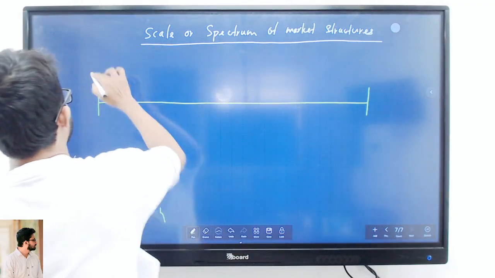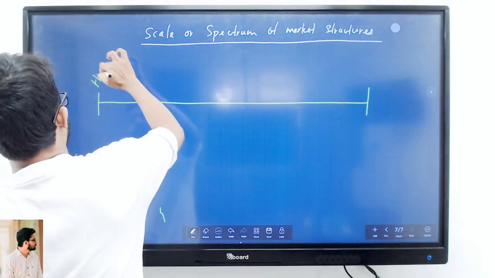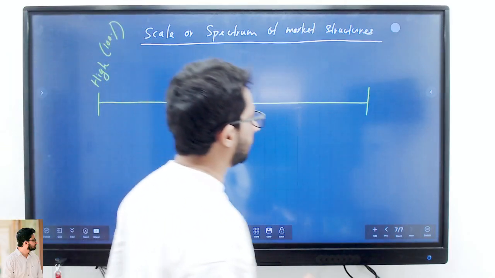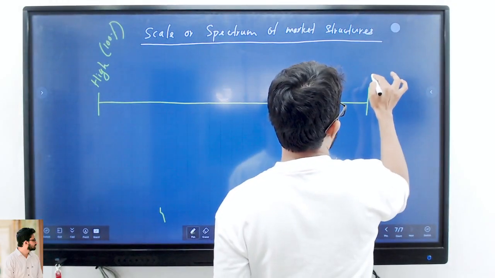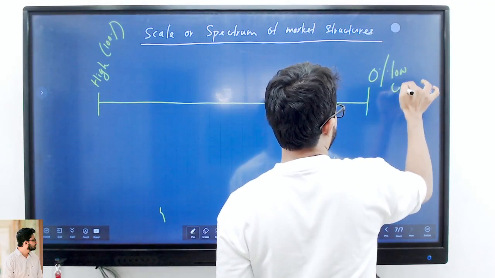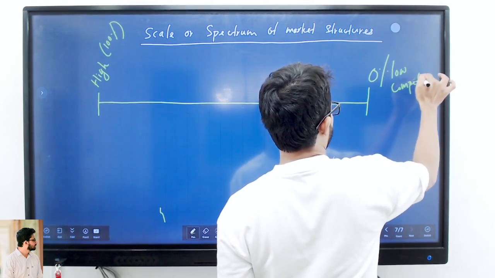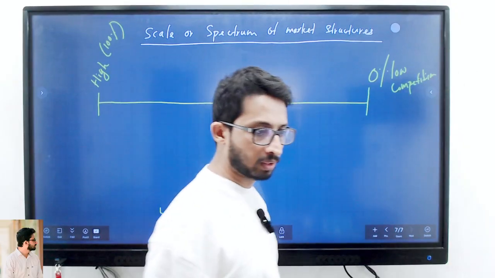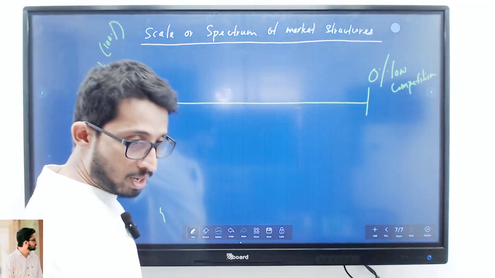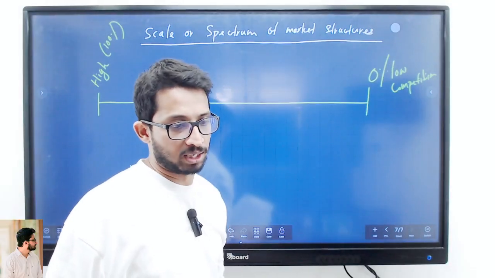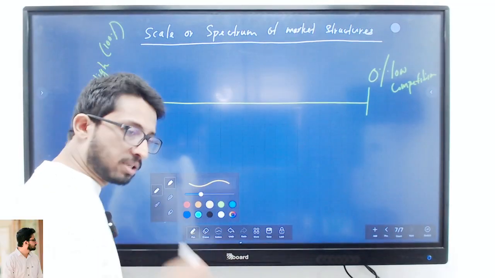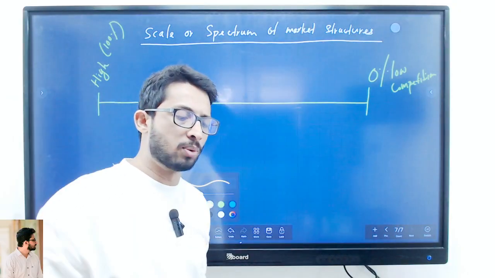Here, high competition, I mean 100% competitive. Here, low competition, or we can say zero competition, 0% competition. Listen very carefully. What are the two extremes? 100% competitive and zero competition market. If the market is 100% competitive, there are a large number of sellers.